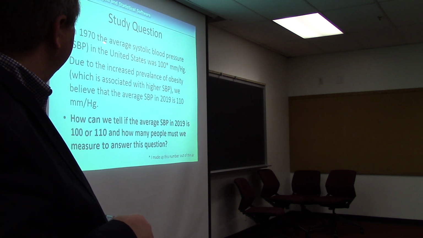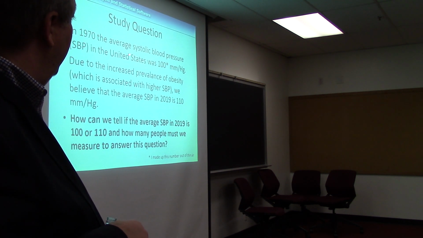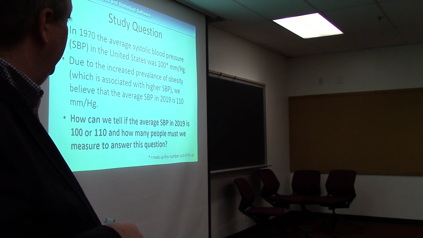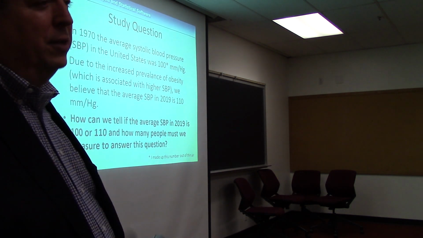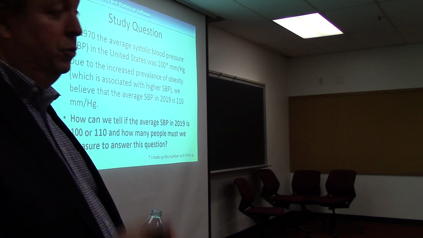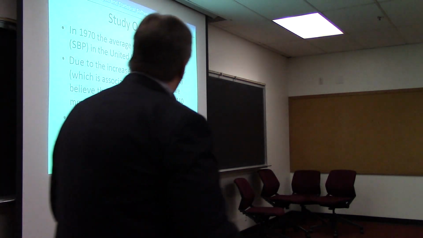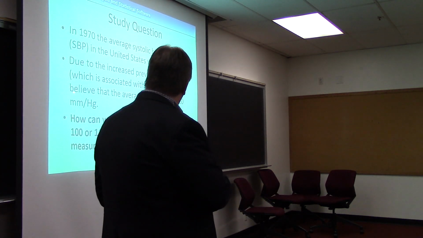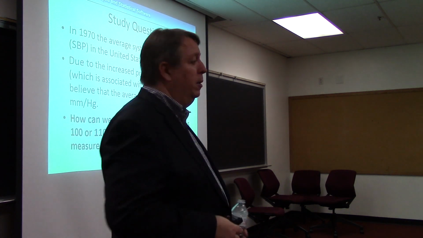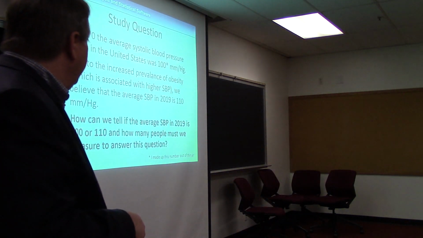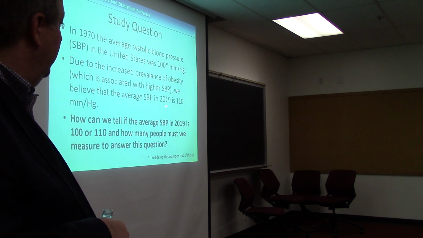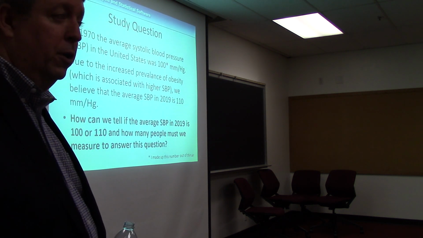But here's the question. So let's say in 1970 the average systolic blood pressure, SBP, in the United States was 100 millimeters of mercury. I'm a biostatistician. All of our examples involve blood pressure, cholesterol. Sorry. Anyway, so due to the increased prevalence of obesity, which is associated with higher SBP, we believe that the systolic blood pressure in 2019 is 110 millimeters of mercury.